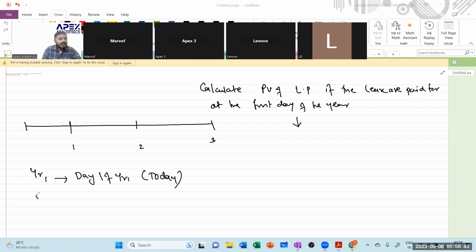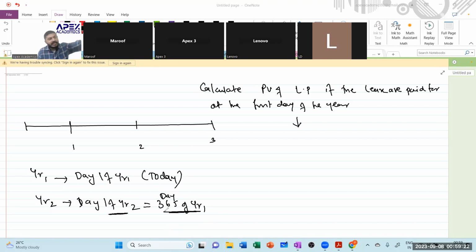Year 2, it will be made on day 1 of year 2, which is 31st December 2022, day 365 of year 1. Agreed or disagreed? The last day of year 1 is the first day of year 2. It's the concept of closing stock: closing stock of last year is opening stock of this year. So the first day of the current year is the last day of the previous year. Agreed or disagreed?